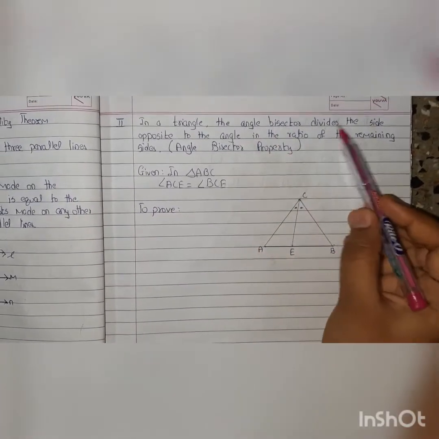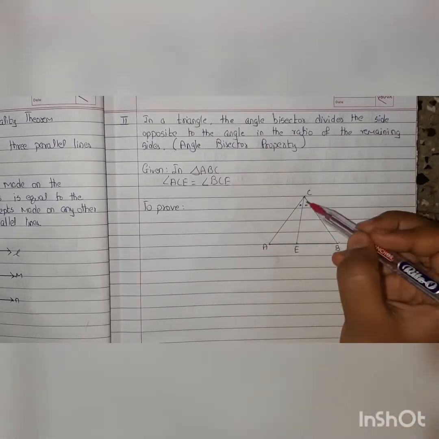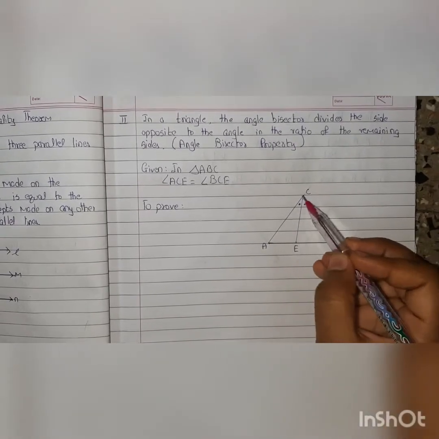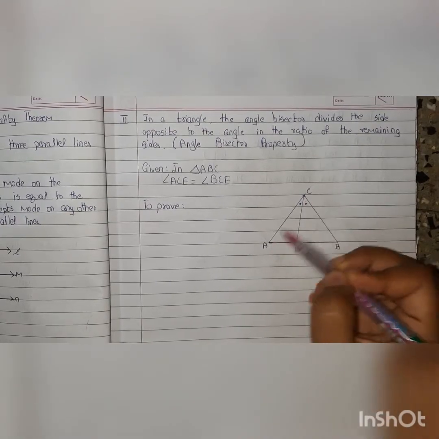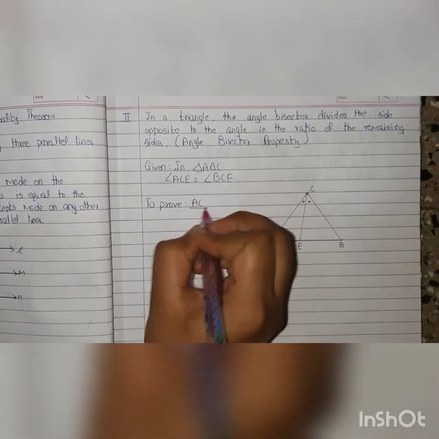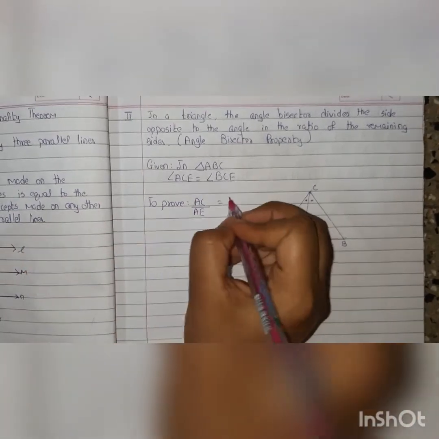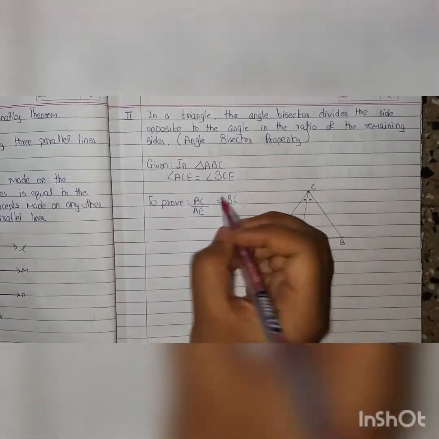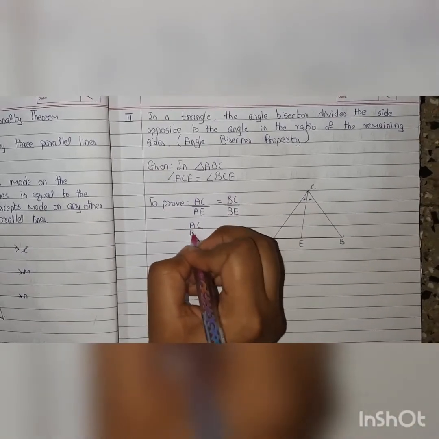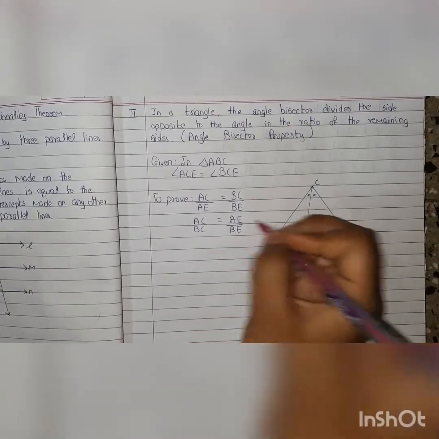Now what we have to prove is that the angle bisector divides the side opposite to the angle in the ratio of the remaining sides. That is, the angle bisector divides the opposite side AB in proportion to the ratio of the remaining sides, that is AC and BC. So we have to prove AC upon AE is equal to BC upon BE. That is nothing but AC upon BC is equal to AE upon BE. Both are one and the same.